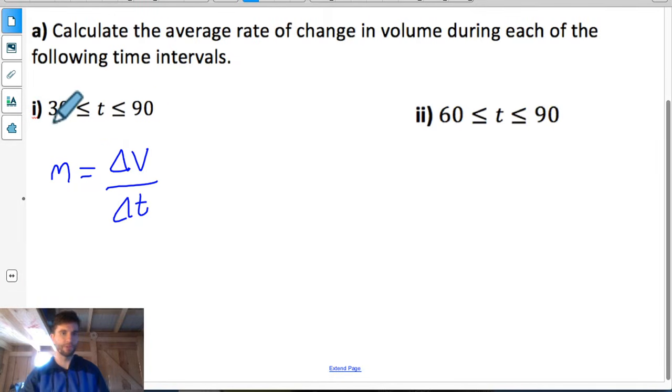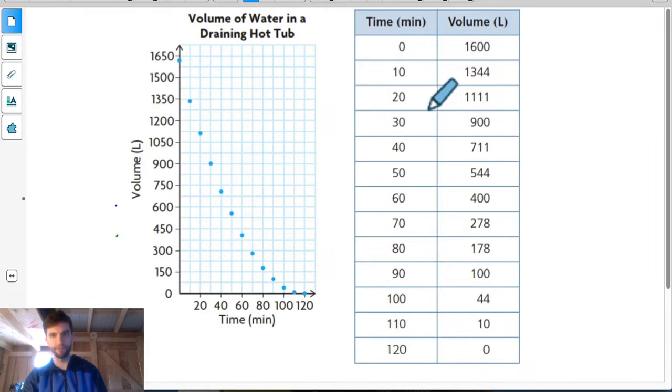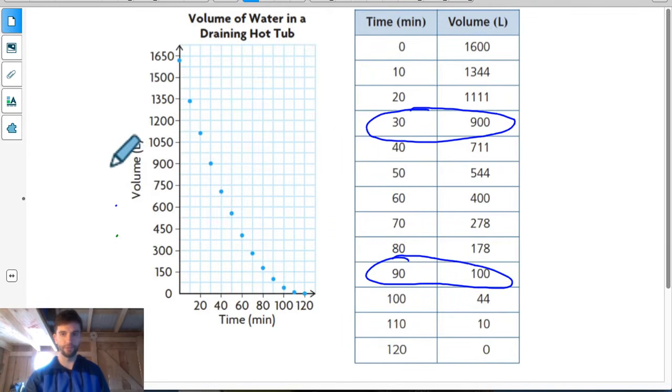So what's the average rate of change between a time of 30 and a time of 90? Let's look over to the table and look at what we know at those 2 times. At a time of 30, there's 900 liters of water in the hot tub, and at a time of 90, there's 100 liters of water in the hot tub. So it lost 800 liters in 60 minutes. All we have to do is do our change in volume over change in time formula, and we can get the rate of change.